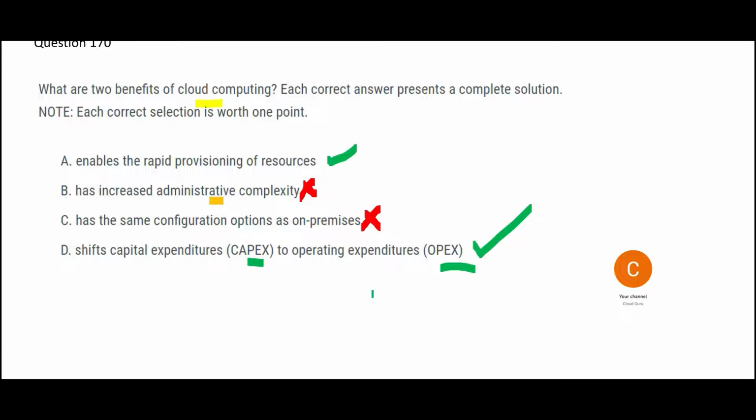OPEX means like you are using, for example, mobile phones, cellular services, and they charge you based on your talk time. That is OPEX. They are not saying that, hey, you know what? I think you would be talking for 10,000 hours this year. So why don't you pay $15,000 upfront and use it for a year? It doesn't work that way. So this is OPEX. This is my final answer.